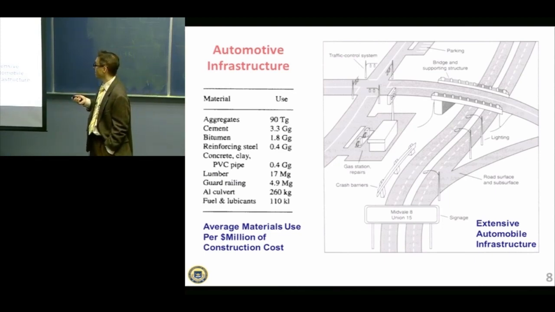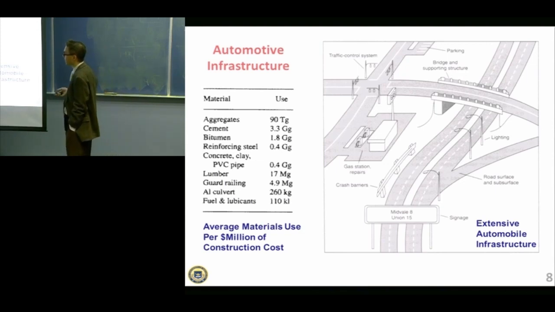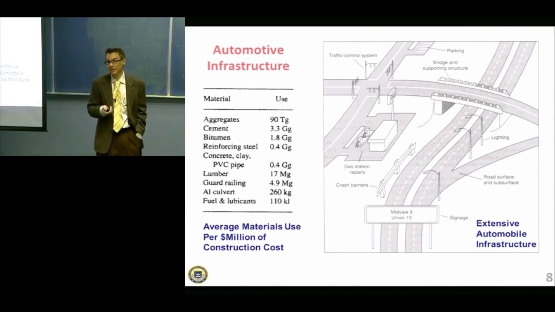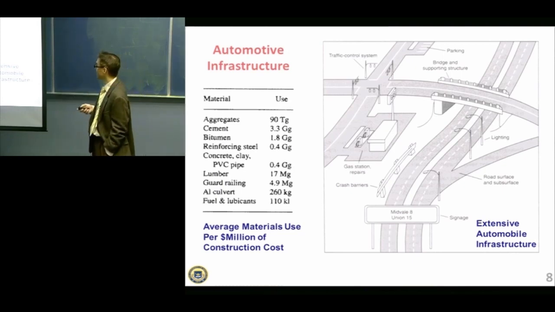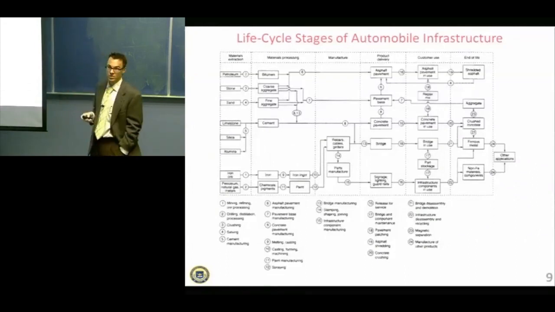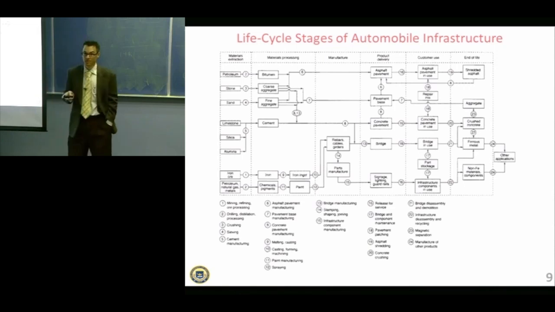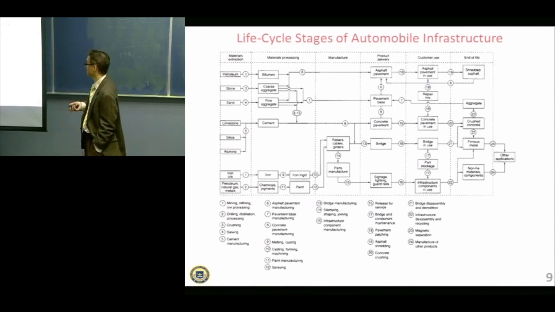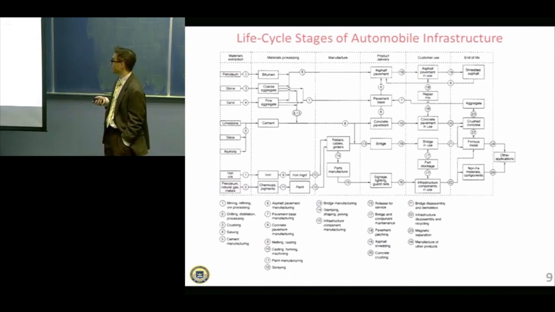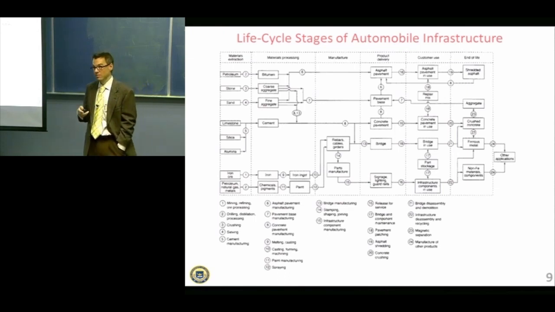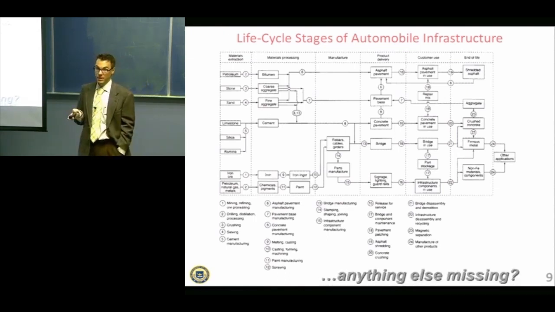You're looking at aggregate and cement, steel, et cetera. The materials used per $1 million of construction costs. A lot of material in the automotive infrastructure. And you can come up with a very similar diagram for the infrastructure as we did for the car. Looking at the bridges and the cables and the rebar going into that. Looking at cement and pavement, et cetera. Anything we haven't talked about?